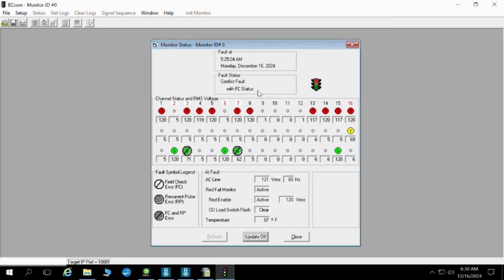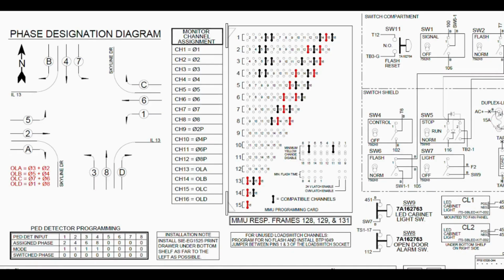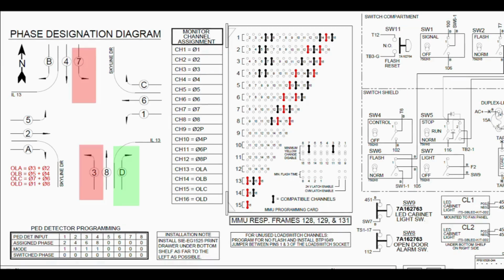You can see here that I've got load switch or channel 16 that's got a red and yellow that's up, and then it is up with 3 and 7. If I check it versus the cabinet print, there it is, channel 16 is overlap D, which is my northbound right turn. Right there, and that is conflicting with phase 3 and phase 7, especially bad since phase 7 is a southbound left turn.